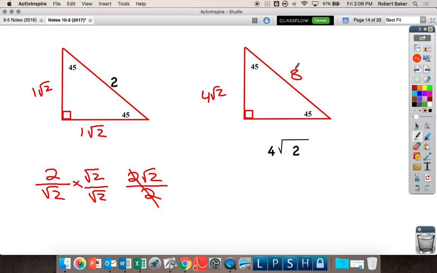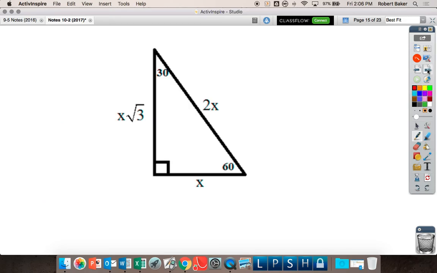I think I'm done, because this is what we're going to pick up Monday. Now, is this a 45, 45, 90? It's a 30, 60, 90. It has its own set of rules.